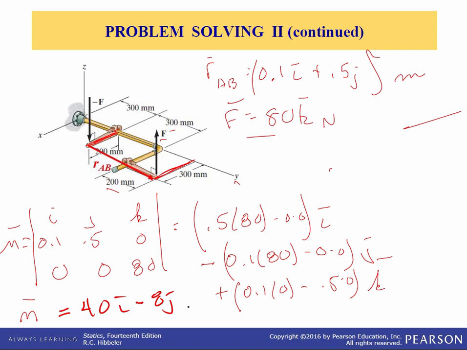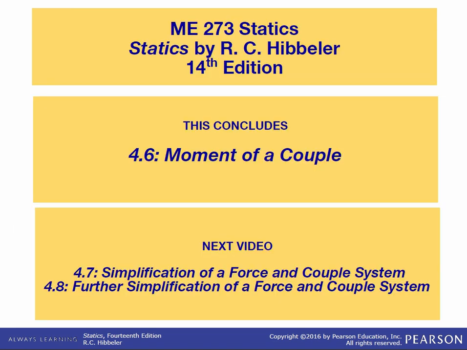minus 8j newton meters. This concludes the lecture on 4.6 moment of a couple.